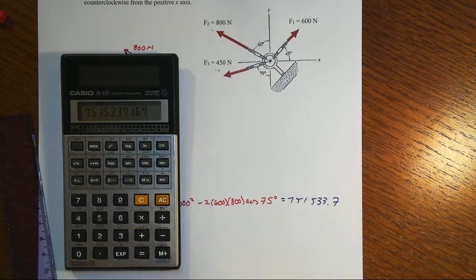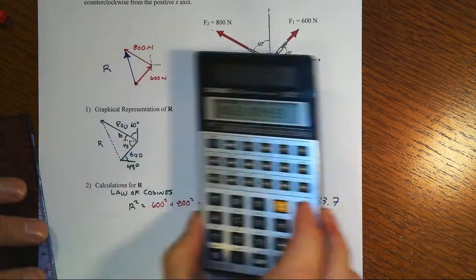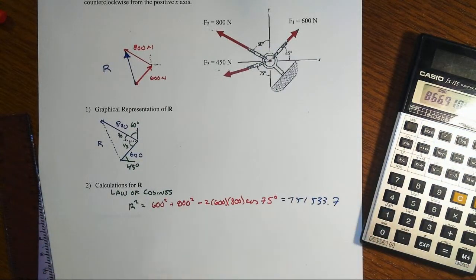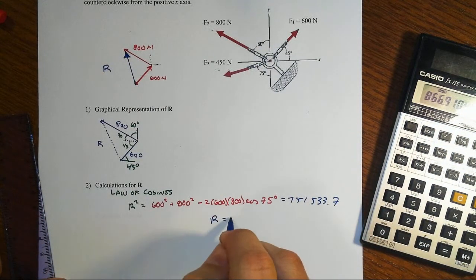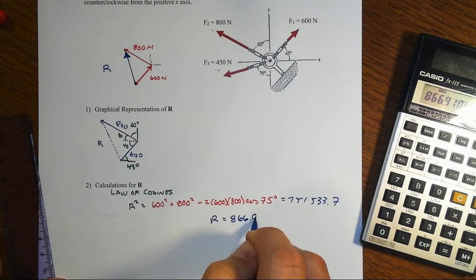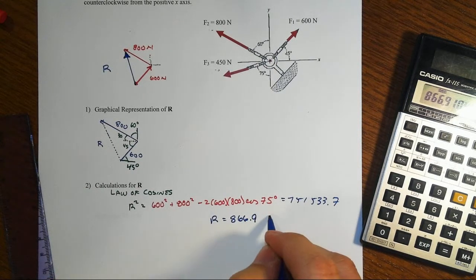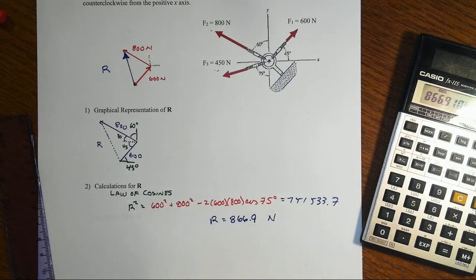That equals a big number, 751,533.7 and change. Take the square root of that. That's 866.9 that r would equal. And that would, of course, be units of Newtons. Now, we'll handle significant digits here in just a moment.